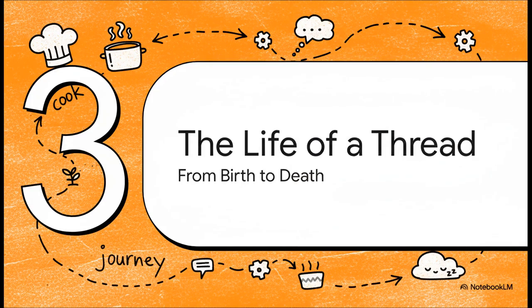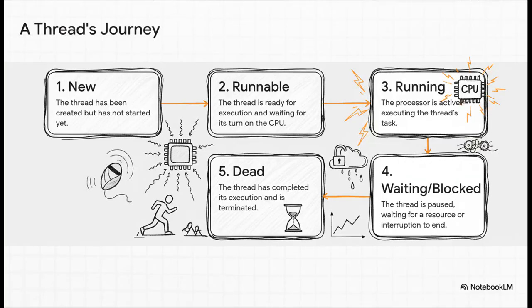Okay, so we've got our team of cooks, our worker threads, but what's their life actually like? What's the journey of a single thread from the moment it's created to the moment its job is done? Let's take a look. Turns out every single thread goes through these 5 distinct stages. First, it's new. It's just been created, but it's not doing anything yet. Then it becomes runnable. It's ready to go, just waiting in line for its turn with the CPU. Once it gets that turn, it's running. It's actively doing its job. Now, sometimes it might have to pause, maybe wait for a download to finish. That's the waiting state. And finally, once its task is all done, it enters the dead state. It's a pretty straightforward life cycle.